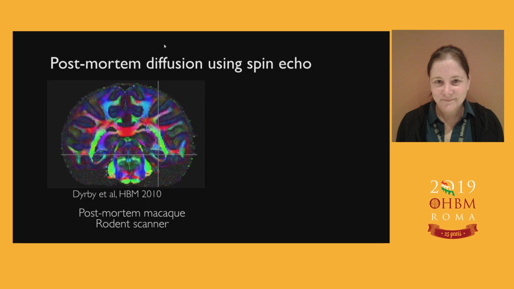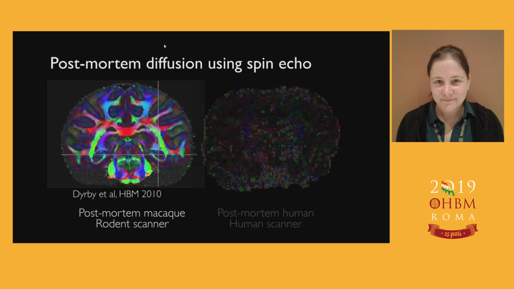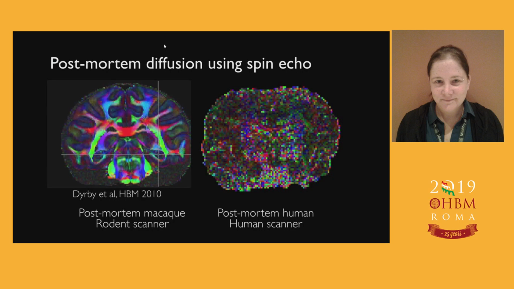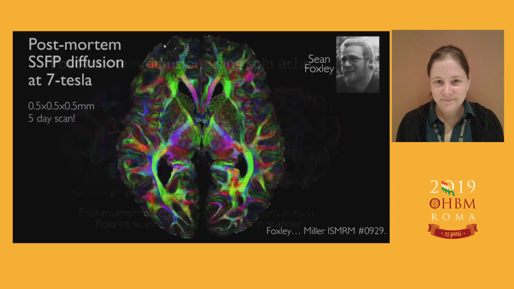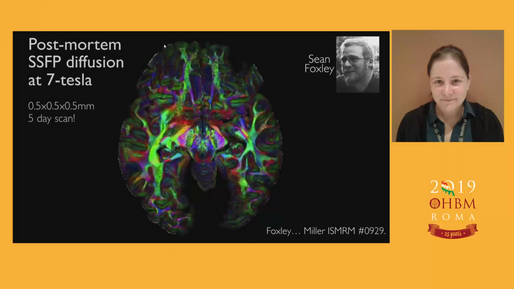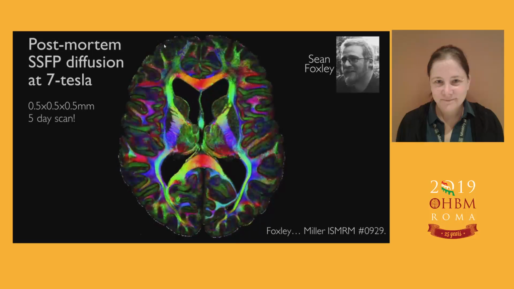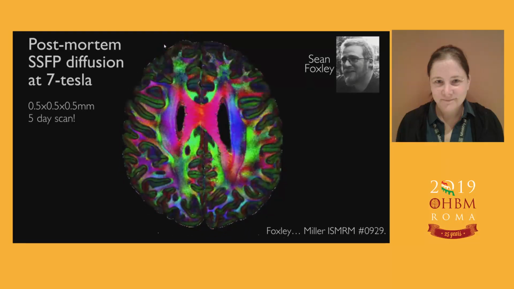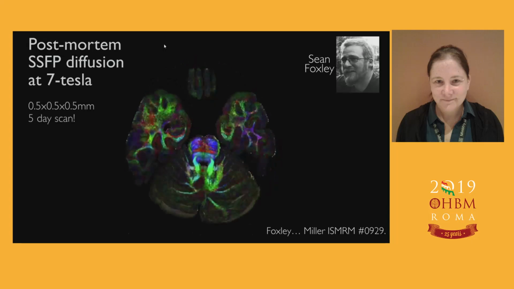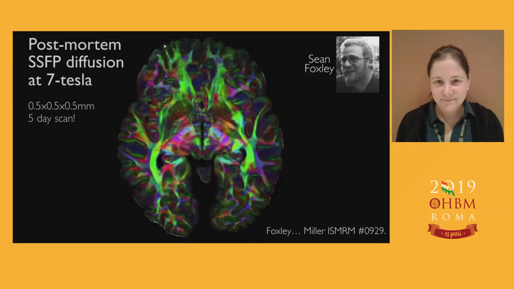Another challenge that you face is that postmortem tissue is different. This is a beautiful example from Tim Darby, where he was able to scan a macaque brain using a rodent scanner, and the simple fact that the macaque brain fits into this scanner makes things much easier. If you try to do something similar on a whole human brain in a human scanner using the in vivo techniques that have worked really well for us there, you'll get data that looks something like this. So within my group, what we're using is a technique that Anastasia touched on earlier called SSFP. You can get really beautiful data down to, for example, here, 0.5 millimeter resolution.